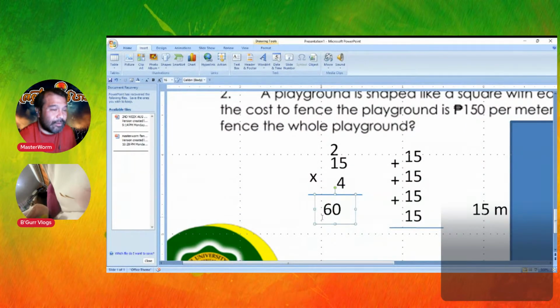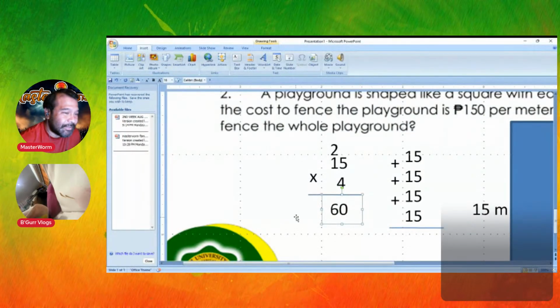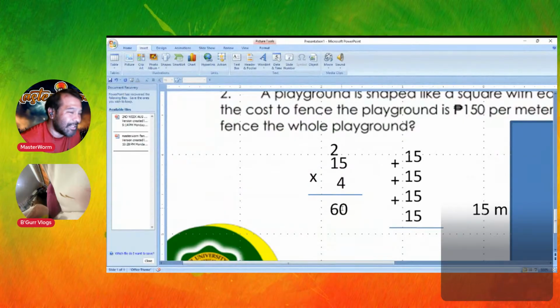Here we go. So you see this one? The answer is 60. Okay. Again, 5 times 4 is 20, so you put the 0 here. You carry over 2 here on top. And then you multiply 4 times 1, that's 4. And then you add this 4 plus 2, that's 6. So the answer here is 60.